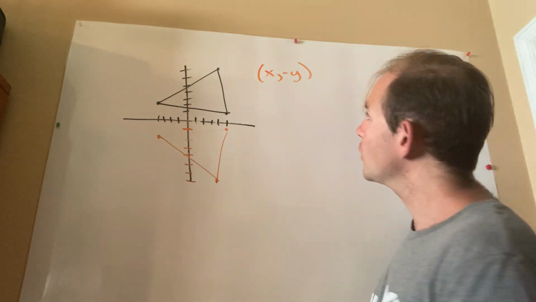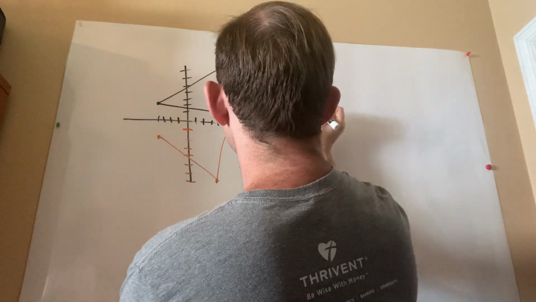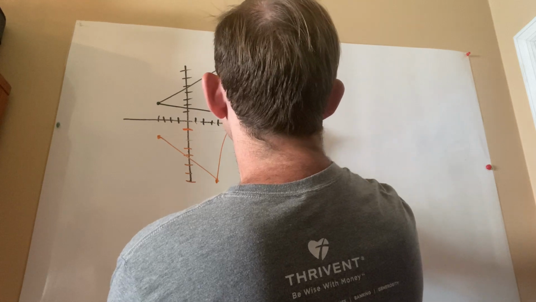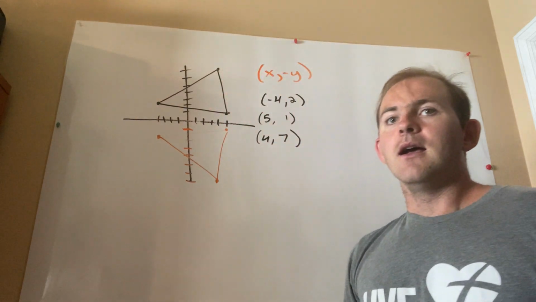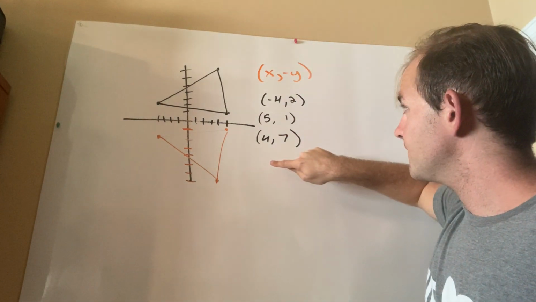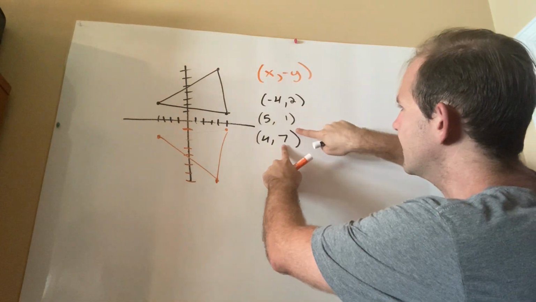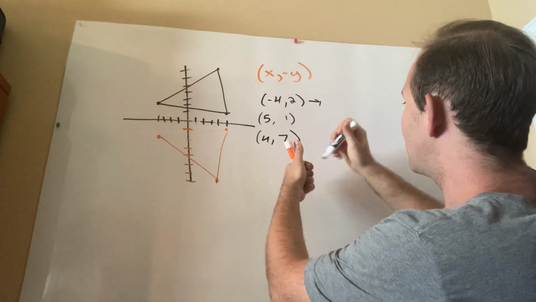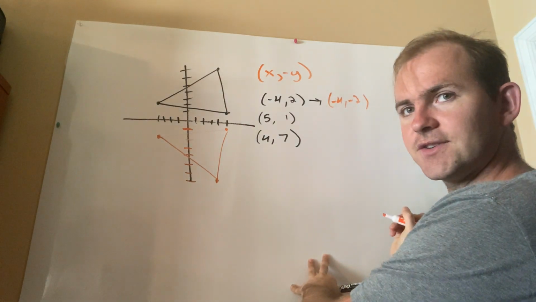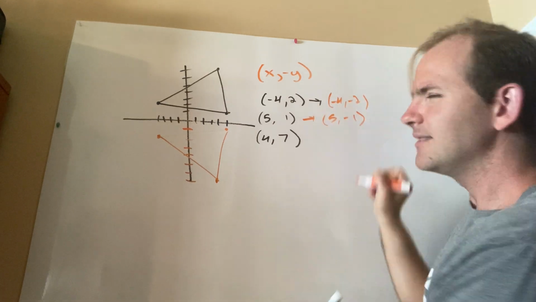Let's take a look at how this would work if I wanted to go from the original coordinates. I'm going to write the original coordinates out for you: -4, 2; 5, 1; and 4, 7. To apply this rule, all that means is I keep the x values the same, and I just change the sign of the y. So take a look right here. Instead of being -4, 2, it will become -4, negative 2. Instead of being 5, positive 1, it would be 5, negative 1.